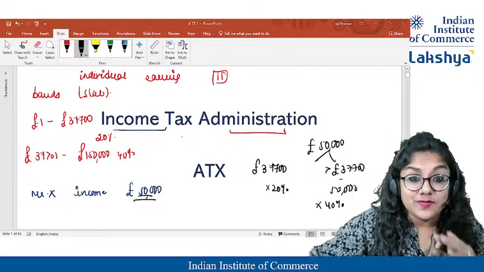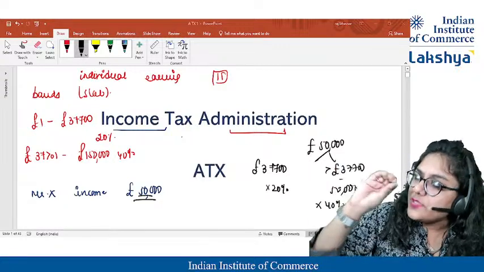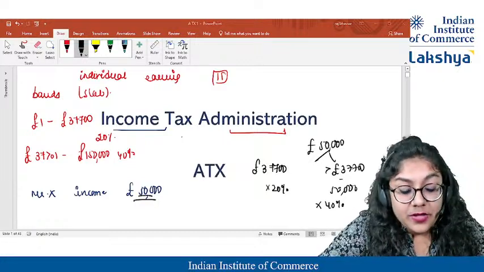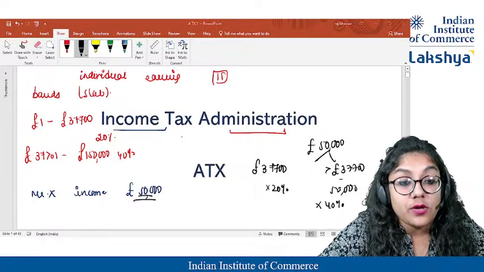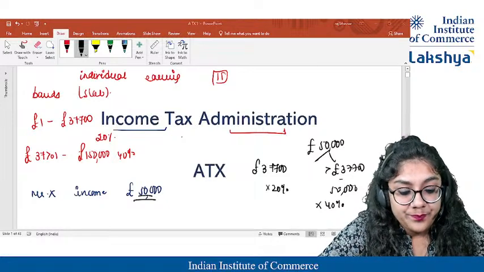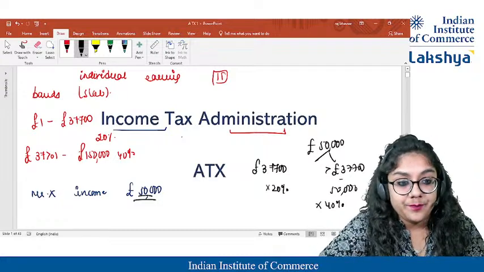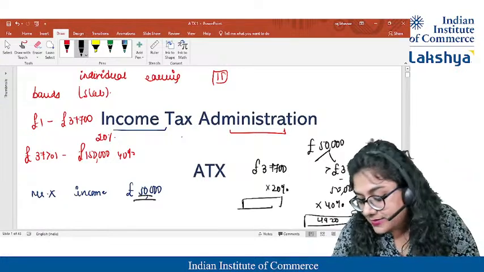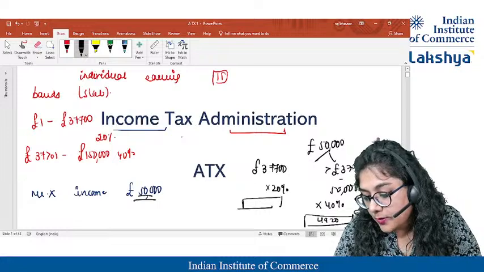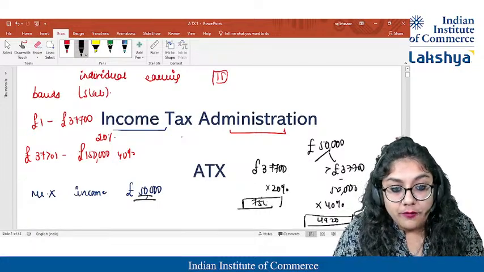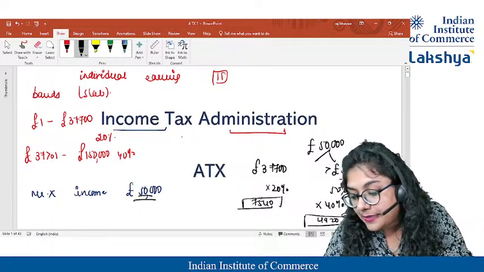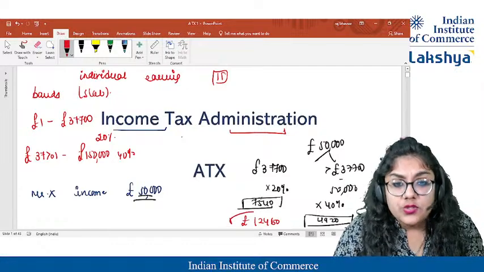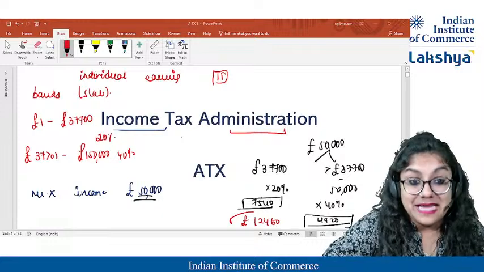Yes, this is the meaning of slabs. Up to 37,700 is taxed at one rate; beyond that, up to 150,000, you pay the higher rate. So 50,000 minus 37,700 gives a difference of 12,300. Multiplied by 40%, it gives a tax of 4,920. On the first band, the tax at 20% is 7,540. When I take the total, my total tax liability turns out to be pound 12,460. This is how an individual counts his tax.